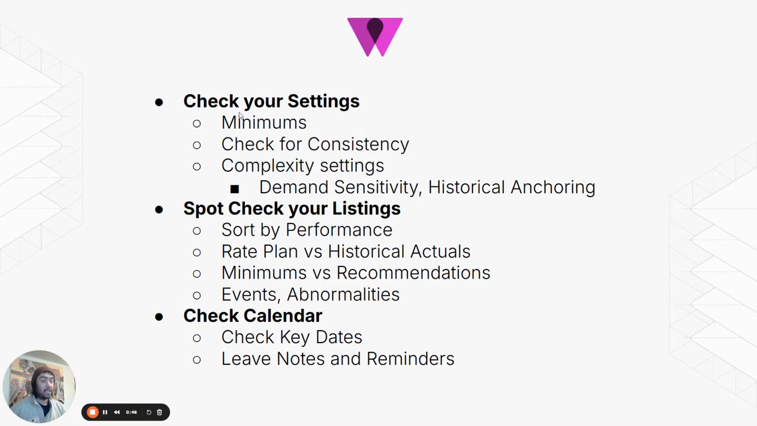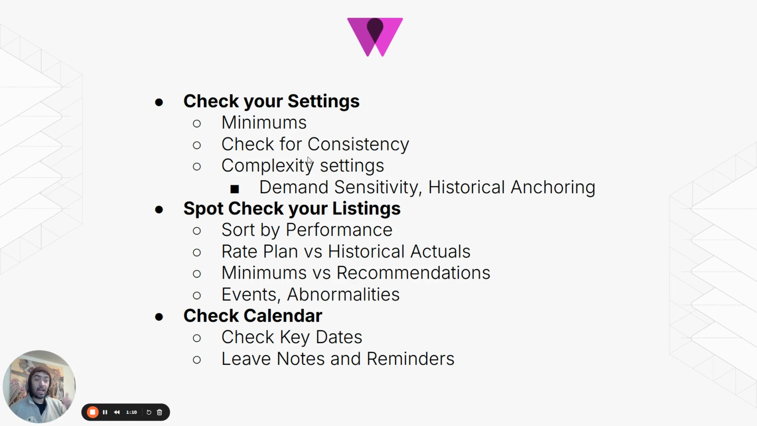What we're going to look at today are a few things as a checklist for you to be able to go through and hopefully get your pricing and your settings in line. First, it's going to be just check your settings. We're going to pull up the portfolio settings page, and there's going to be a few things that we're going to look for here to see if there's any discrepancies or if the complex settings are doing what we want them to do. The second one is we're going to want to spot check specific listings.